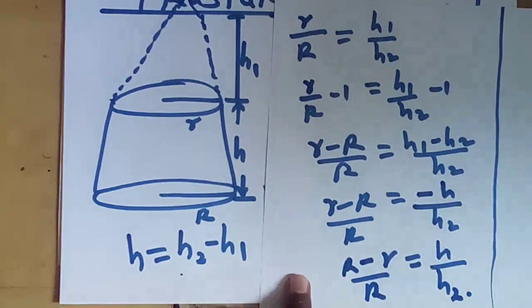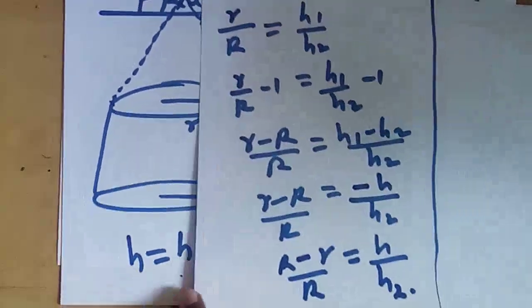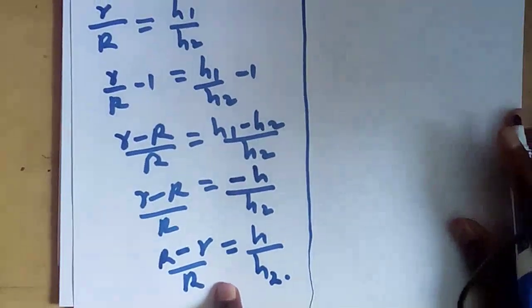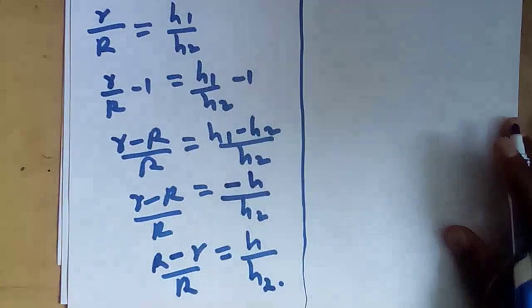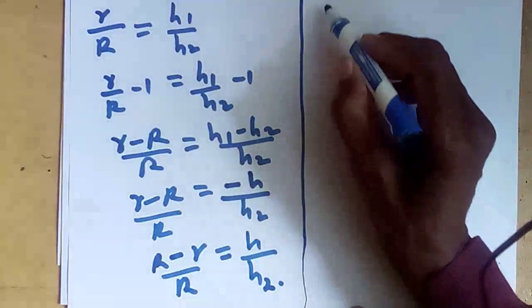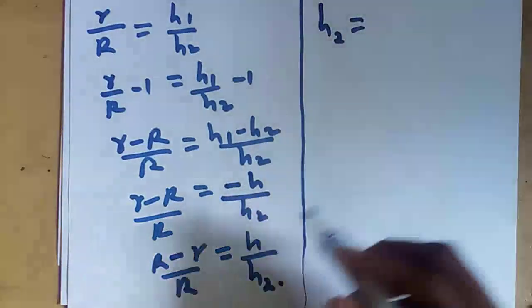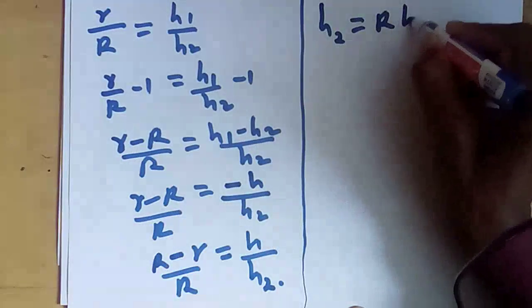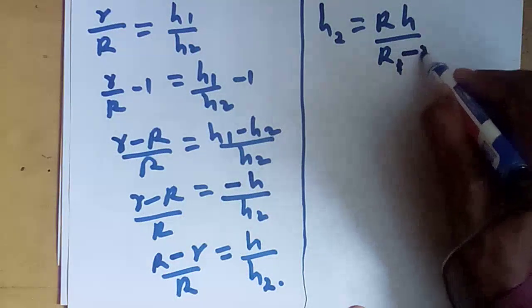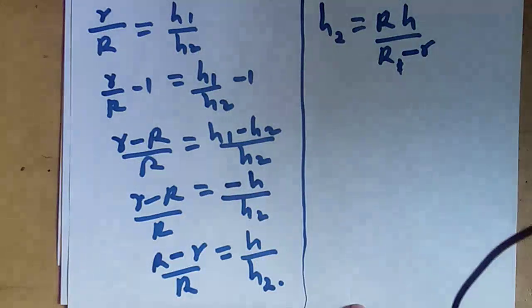Now, once I have this, then what am I supposed to do here? I'll come to the other side so that now I can try to relate this one to what I've covered. Remember, I can make h2 the subject, which now I'm ending up with h2 is equal to capital RH over R minus r. That's what you're going to get.